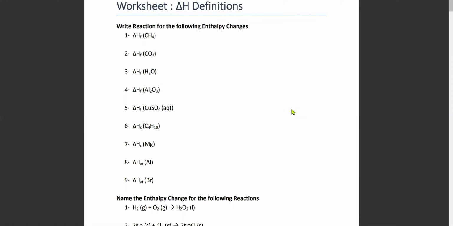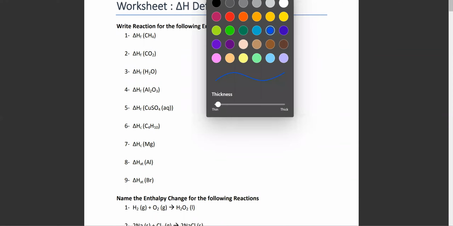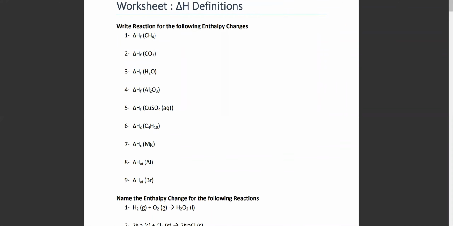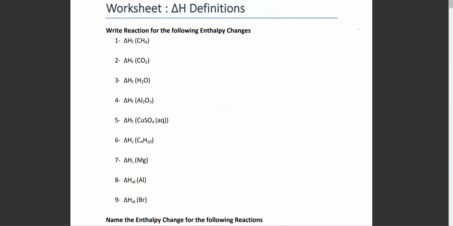So here, this one. Just quickly revising all the definitions. The first one, we'll just quickly go through this. For example, the first one is enthalpy of formation of CH4.